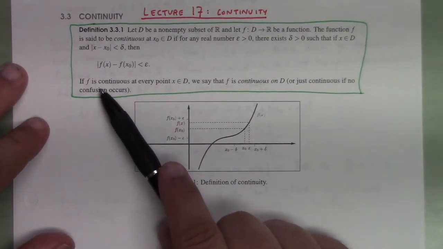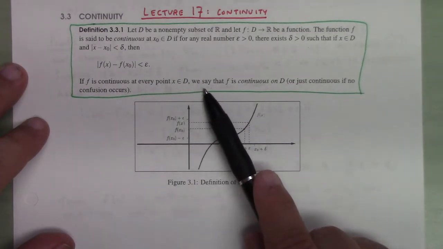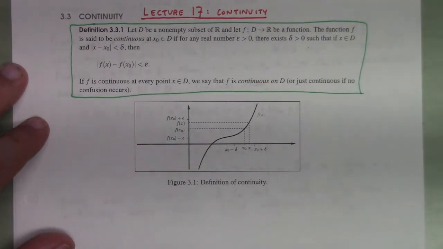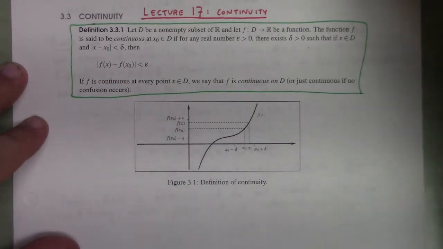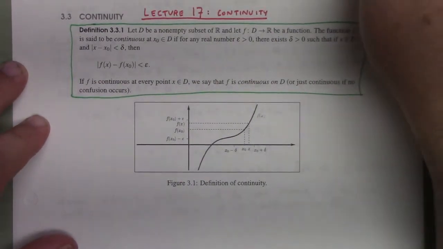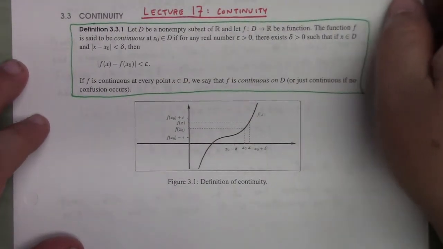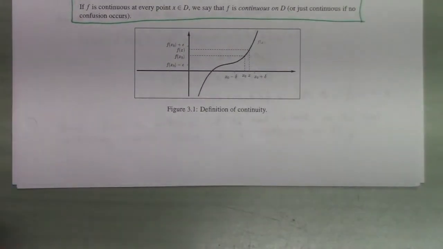He says if f is continuous at every point in D, then we say f is continuous on D, or we just say it's continuous if there's no confusion, right? If the function is continuous on its domain, we just say it's a continuous function, right? But otherwise, you could pick a subset of the domain and talk about the function being continuous on a subset of the domain just the same, right?